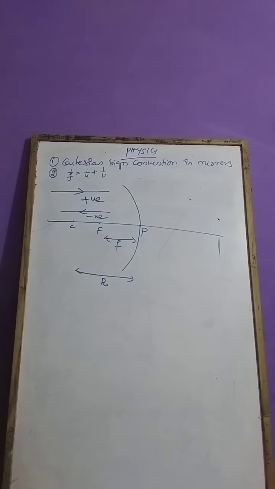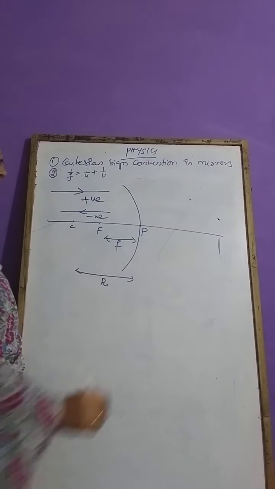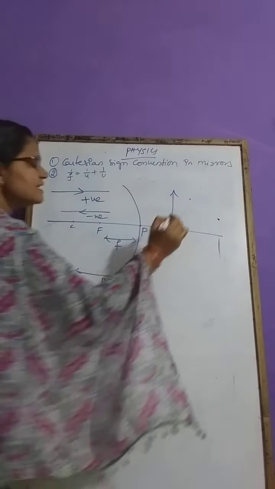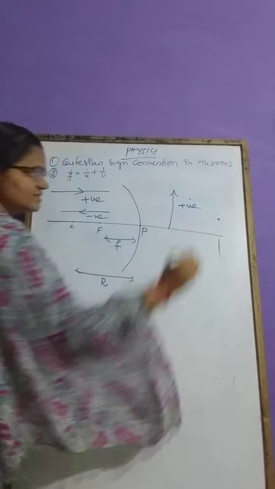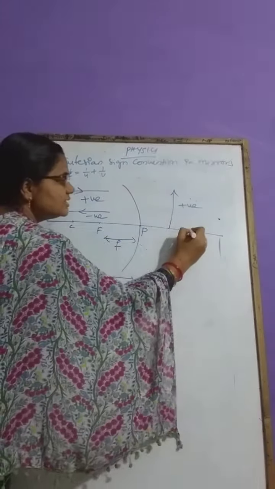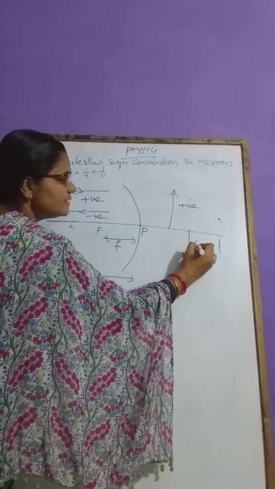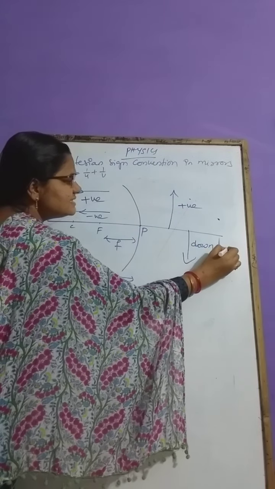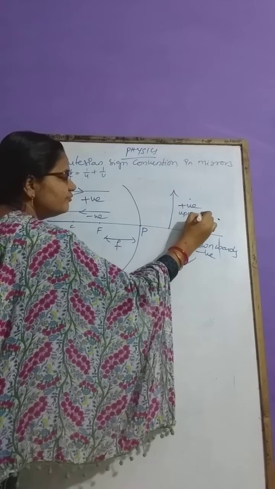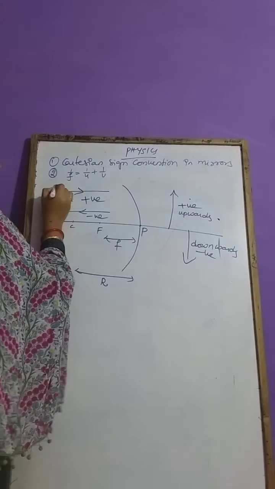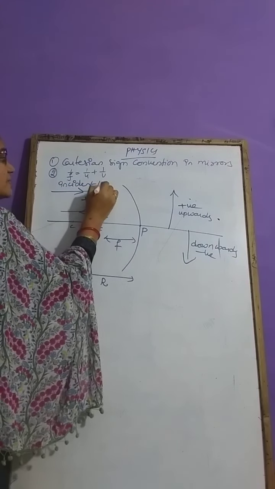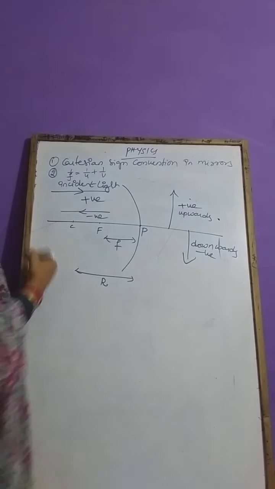Similarly, all the distances that are measured upwards from the principal axis are taken as positive, and all the distances that are measured downwards from the principal axis are taken as negative. So, downward negative, upward positive, and along the incident light direction positive, opposite to the incident light direction negative.